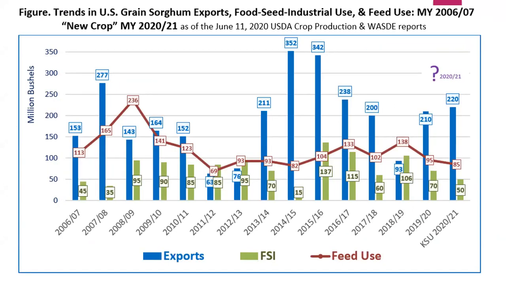Here's the supply and demand, the usage by category, and again, food, seed, industrial usage, mainly ethanol, moving lower for sure.